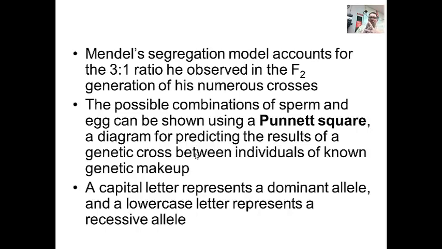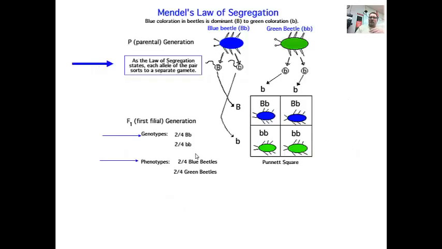Possible combinations of sperm and egg can also be shown using a Punnett square for predicting, and that's when we went back and showed you homozygous dominant, recessive, and heterozygous for the flower colors. You always use a capital letter for the dominant allele, and lowercase represents recessive. And here's just a quick example with a blue beetle and a green beetle. Now this happens to be a heterozygous and a homozygous. These are not two true breeding. This one's true breeding.